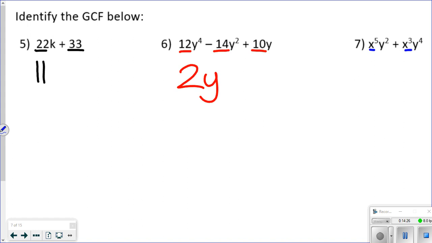I notice that they both have x's. The lowest or smallest exponent is 3, so x cubed is what they share. Y squared and y to the 4th power, the smallest one is 2, so y squared is what they have in common, or what they share.